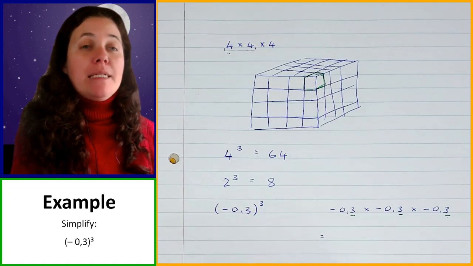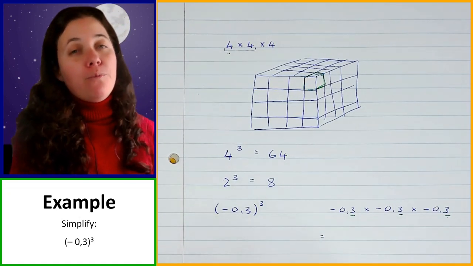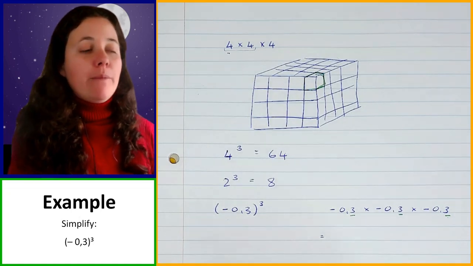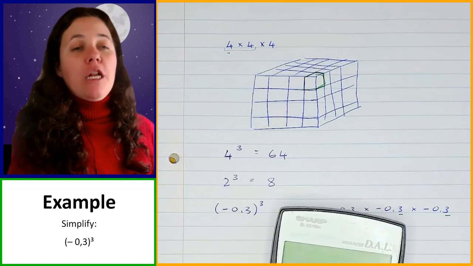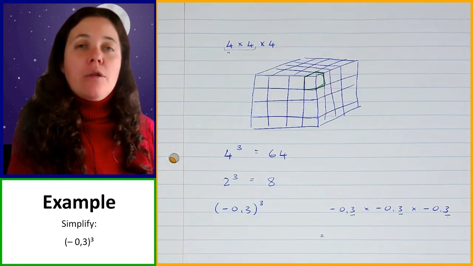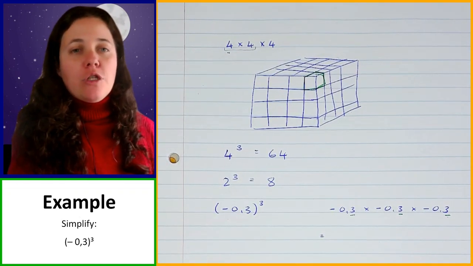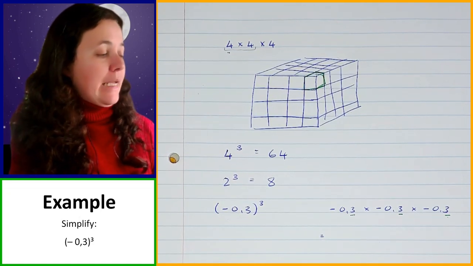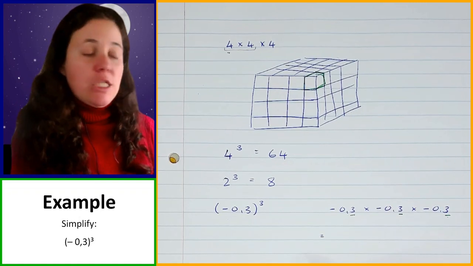Just like I said with the squares, it is useful to know your cube numbers as well, the basic cube numbers. You don't need to know all of your cube numbers, and you can always use your calculator if you need to, but it does help if you know at least the basic ones that you use most often, like 2 cubed, 3 cubed, 4 cubed, 5 cubed, and so on. Okay, so in this case, 3 cubed is 27.